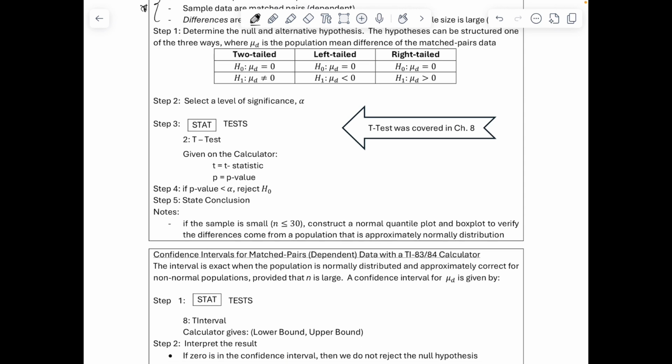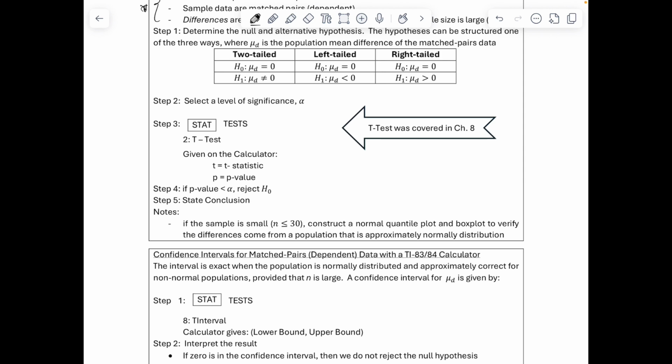Then step 1 is to determine the null and the alternative hypotheses. And so we have a two-tailed, left-tailed, or right-tailed test. You'll notice that this time we have mu sub d. The hypothesis is going to be constructed one of these ways, with mu sub d, the population mean, being the difference between those matched pairs data. Difference again means to subtract. So mu sub d is equal to 0 for our null, and then our alternative again depends on if it's a two-tailed, left-tailed, or right-tailed test.